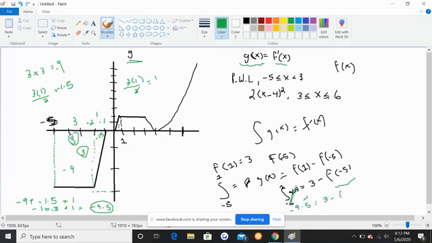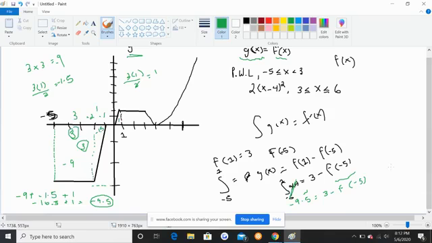And now we can solve for f of negative 5, right? Sorry, my writing's really slow. I apologize, I do. But it's the best you guys are going to get.